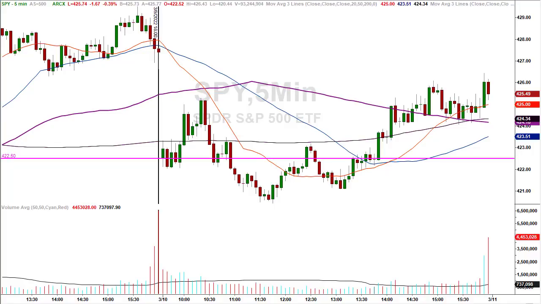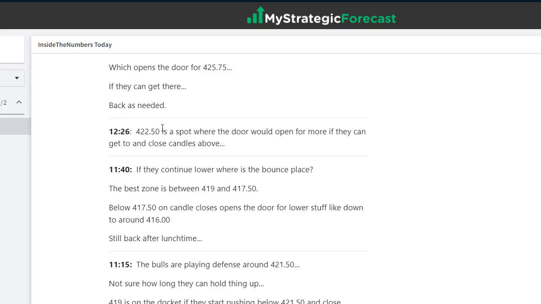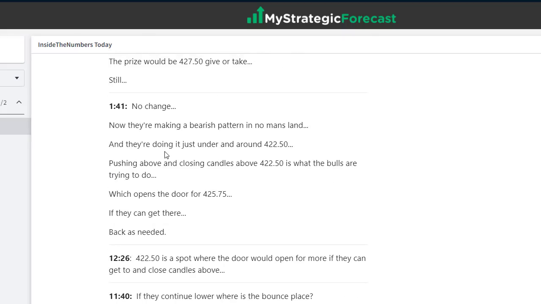So things change throughout the day. You make adjustments to the numbers as the market develops its storyline. So 422.50, they start closing candles above, and what happens? They start going higher. That was posted midday. They didn't start moving higher till like 1:20, 1:30, in that neighborhood. An hour before. That's information you would like to know.